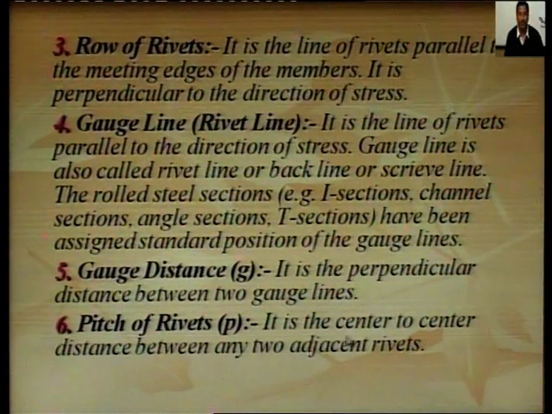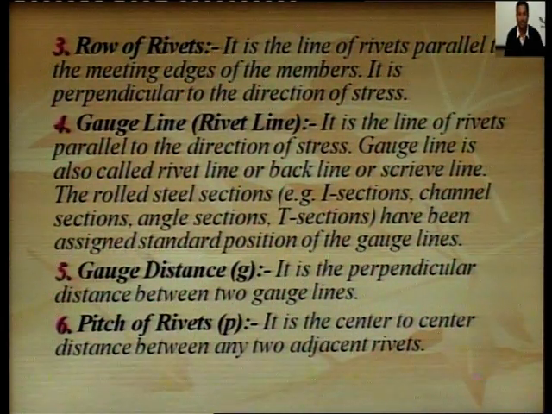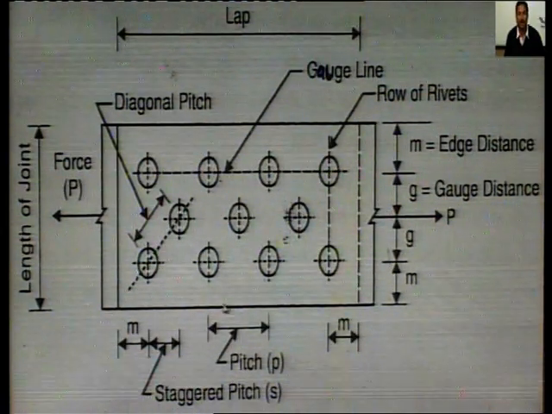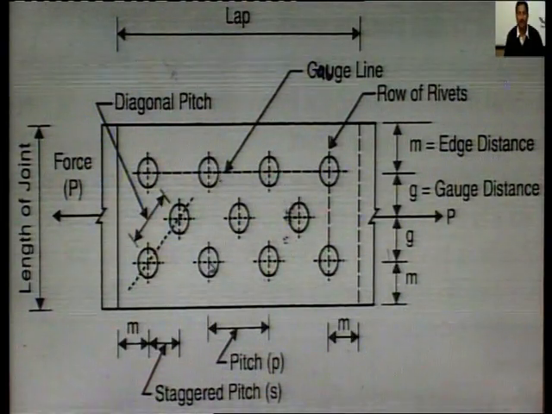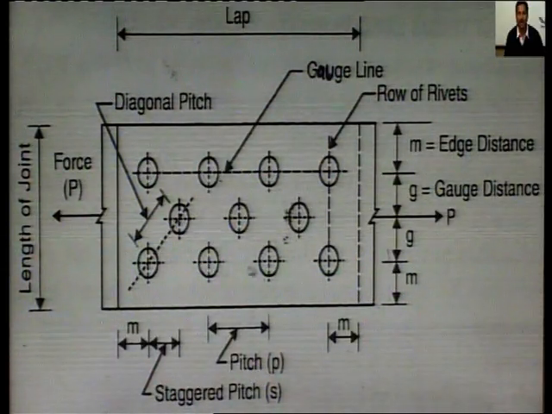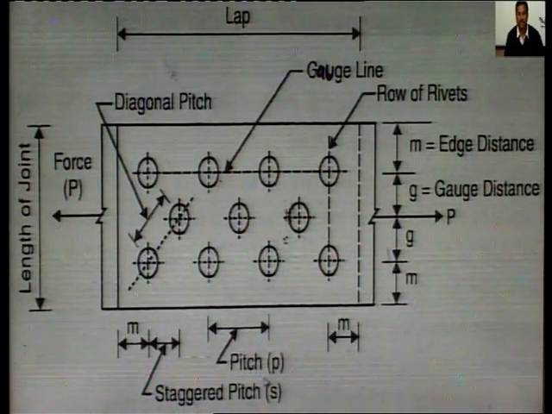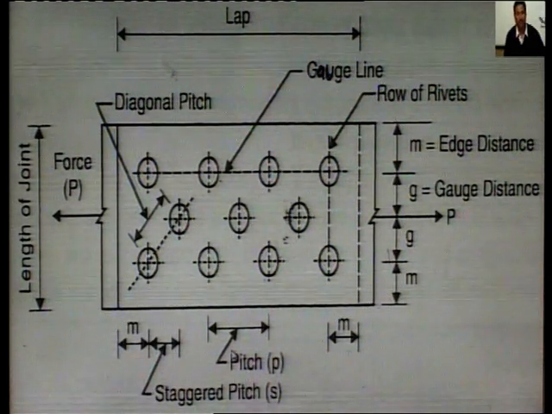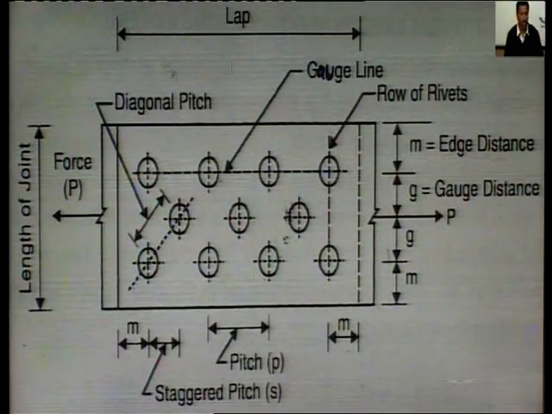Pitch of rivet: it is the center to center distance between any 2 adjacent rivets. So, the center to center distance between any 2 consecutive rivets is called pitch and it is denoted by small p, from the center of this rivet to the center of this rivet. Pitch is not less than 2.5 d, where d is the nominal diameter of a rivet.